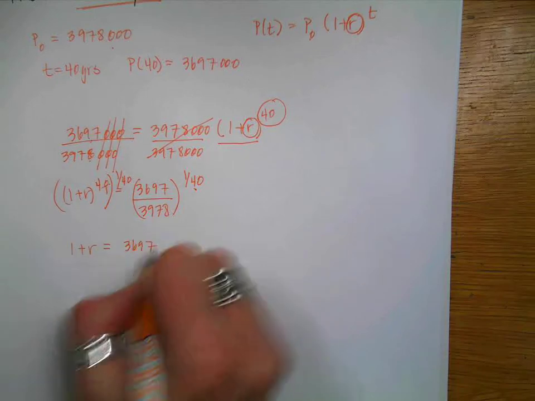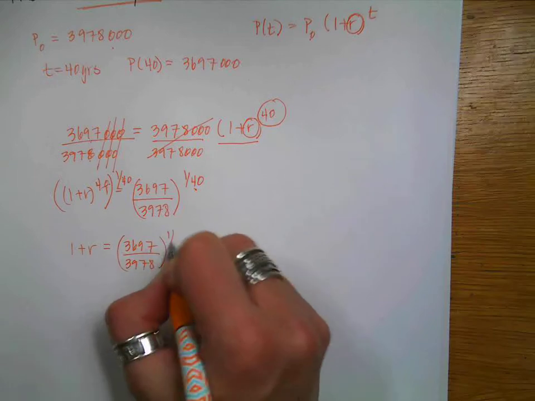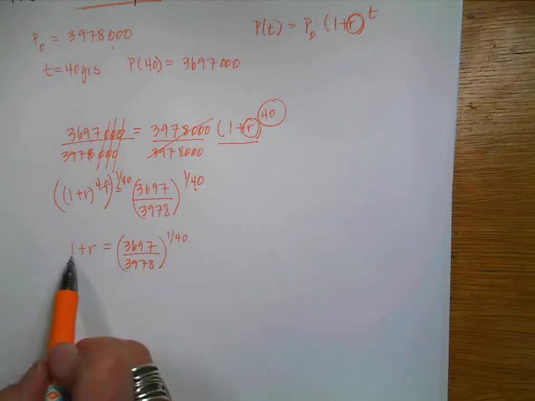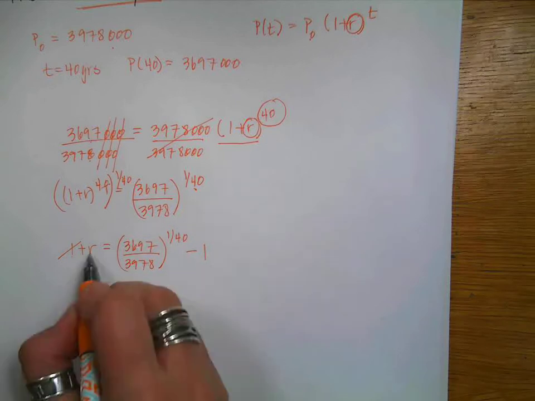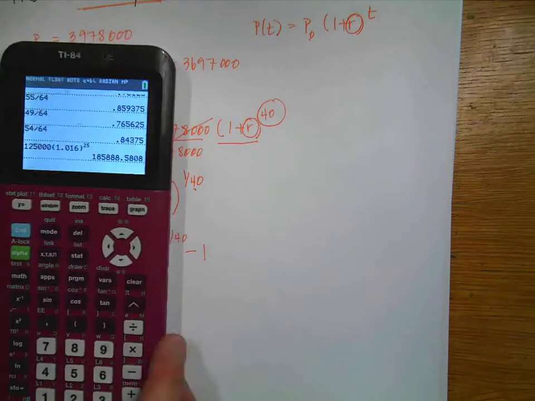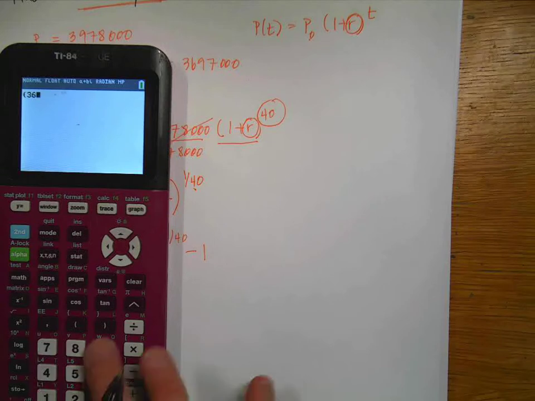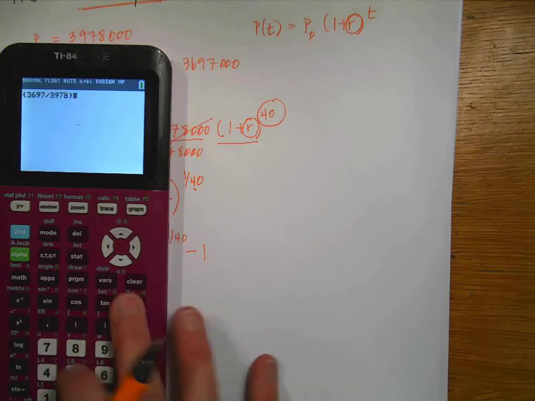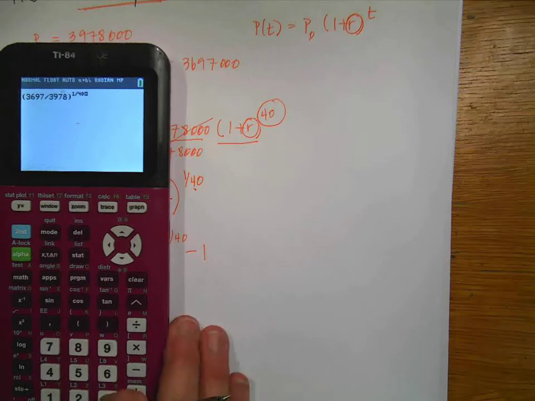So now I have 1 plus r is equal to 3697 divided by 3978 raised to the 1 over 40. Now I need to get rid of the 1, so I'm going to subtract 1. And now I have r all by itself. So now I'm going to do this in my calculator. I'll show you how I'm going to do it. In parentheses, 3697 divided by 3978. I'm going to raise it to the 1 divided by 40.